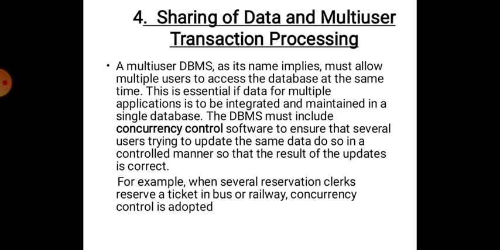For example, when several reservation clerks reserve a ticket on a bus or for a railway, concurrency control is adopted. That is, at a particular time, only one clerk should have access to that particular data item, and when he gives it up, then another member can have access to the data item. Only then is it possible to carry out reservations.